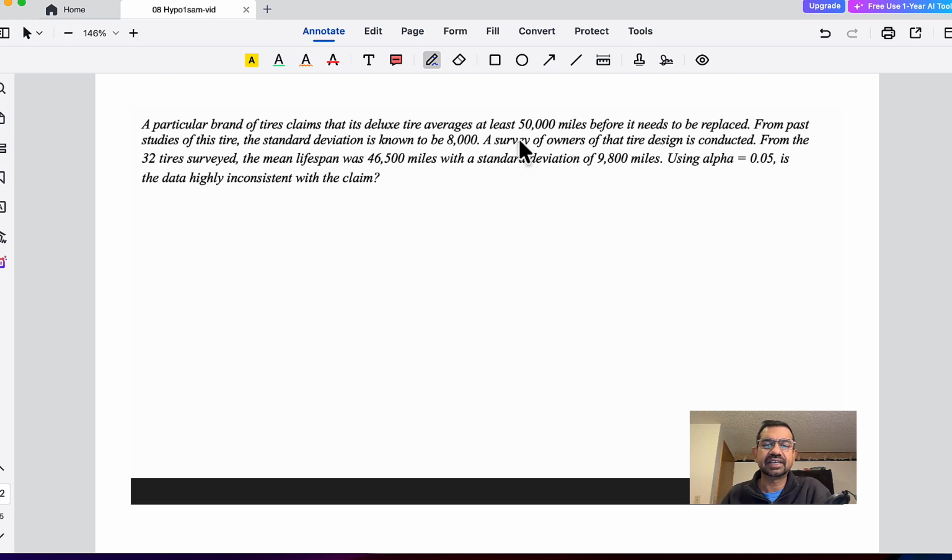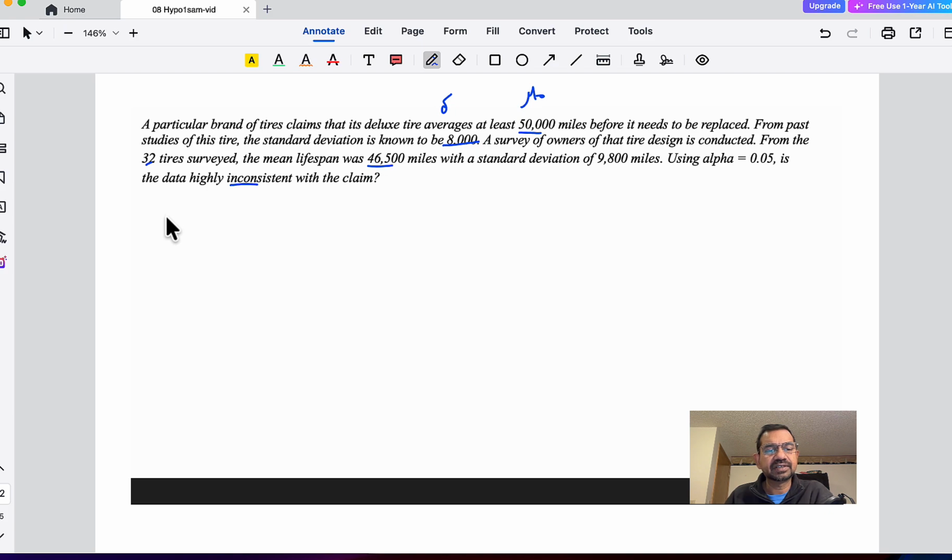So let's start with the example of a one sample test about a population mean. Let's say the claim is that a tire lasts at least 50,000 miles before it can be replaced, and we know that the standard deviation of the population is 8,000. So this is our hypothesized value mu naught, and we also know the population standard deviation. But to check this, we conduct a survey of 32 tires, and these tires on average last 46,500 miles. We want to see if the sample comes from a population where the claim that the lifetime of these tires is 50,000 miles or more is correct or incorrect.